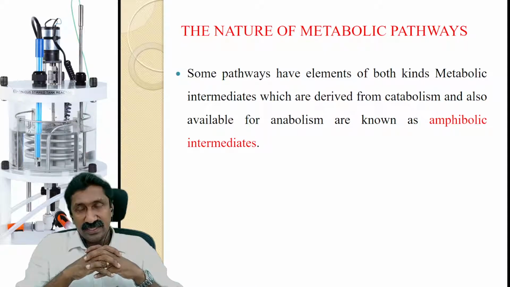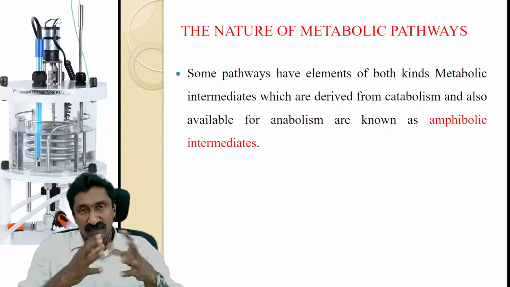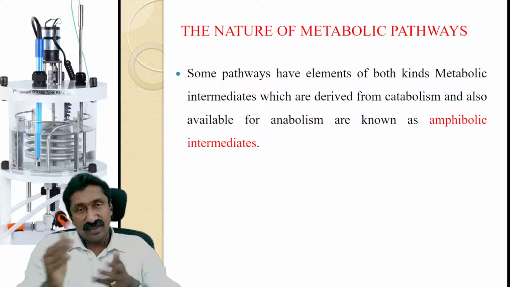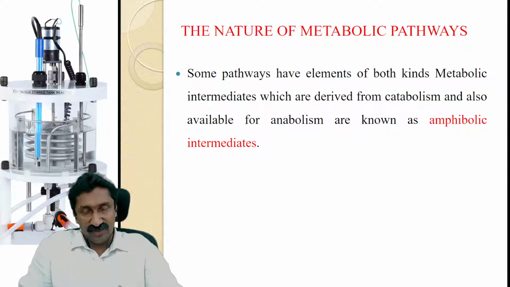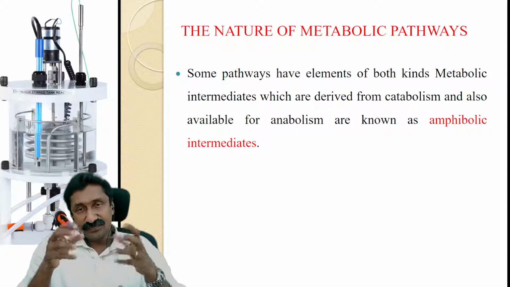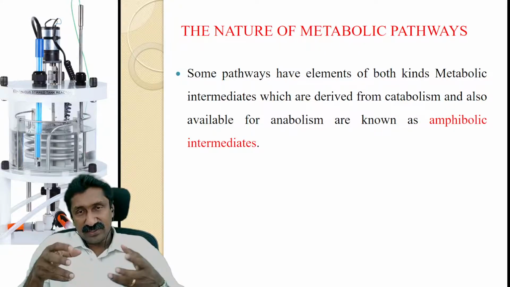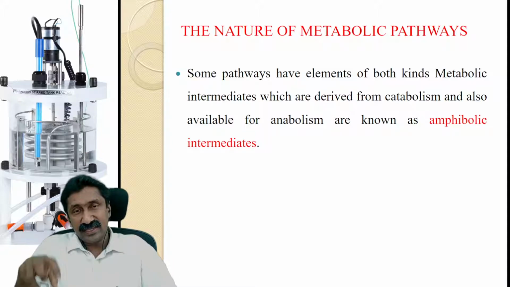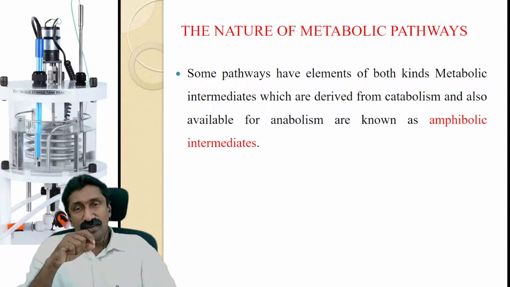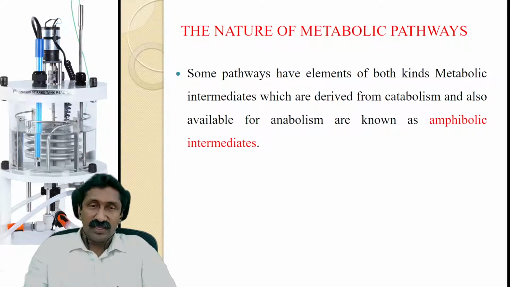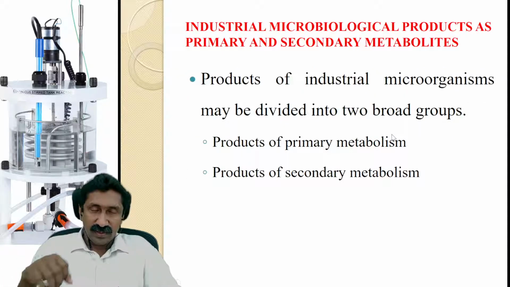So it is actually coming in between two pathways, as an intermediate of an anabolic pathway and a catabolic pathway. For example, the intermediate of the catabolic pathway can be taken as a building block, or intermediate block, for the anabolic pathway. So in that case, it is known as an amphibolic intermediate. So these types of compounds are also present.